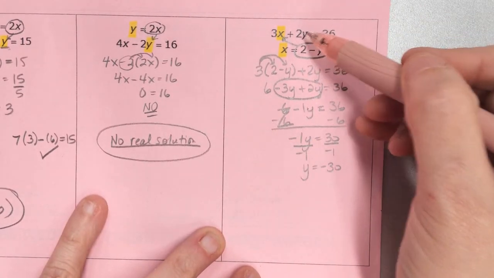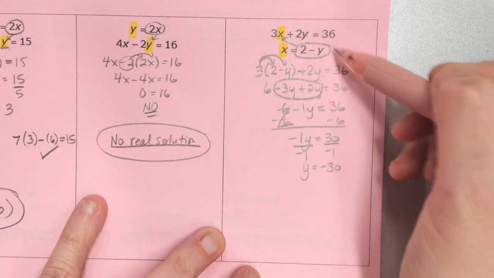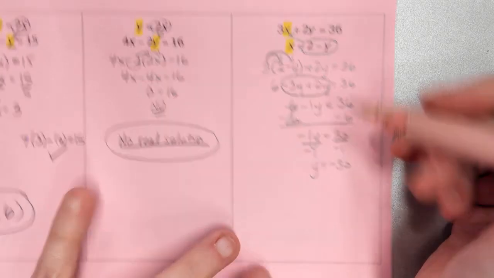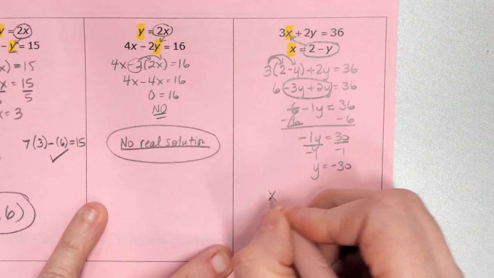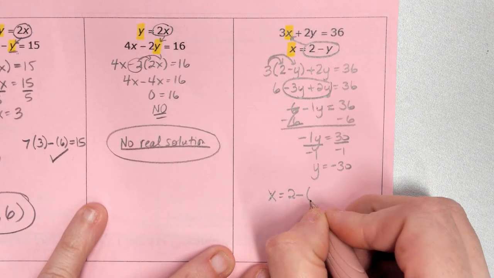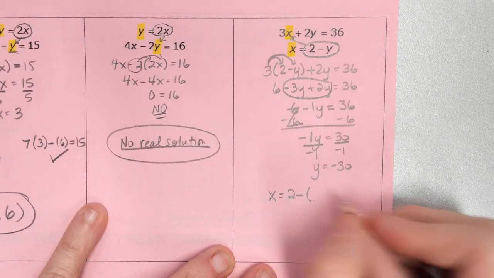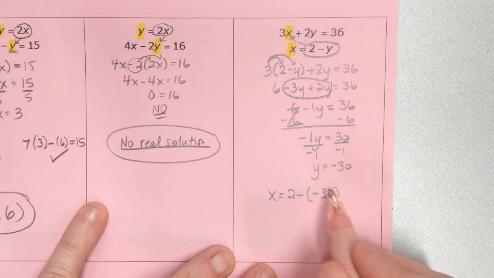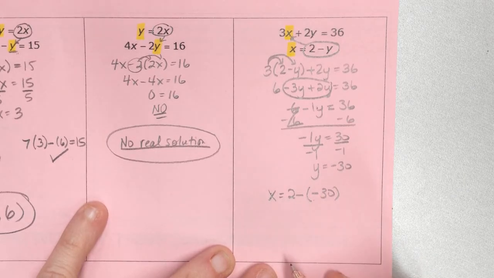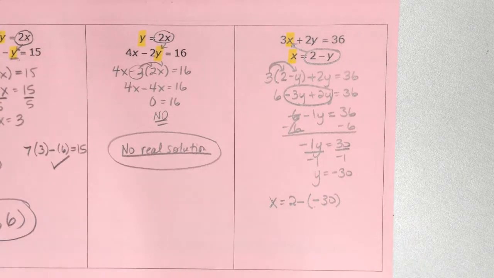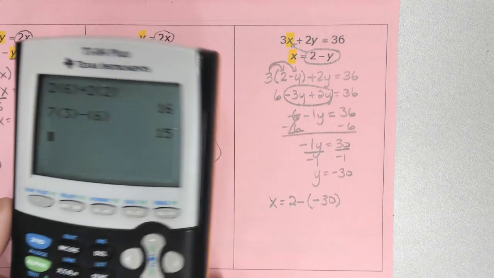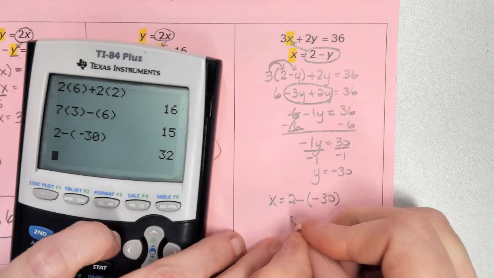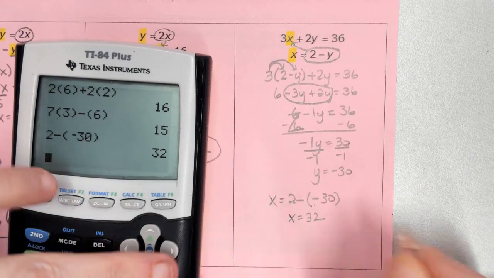Again, I could plug that y in here, but it's going to be easier here because if I just plug in the y, I get the answer. Okay? So I have x equals 2 minus y. What's y? Negative 30. Notice, since I plugged it in parentheses, I didn't forget about the negative. Okay? And again, if you're like, I don't know what that is, put it in your calculator. 2 minus negative 30 is 32. So x is 32.